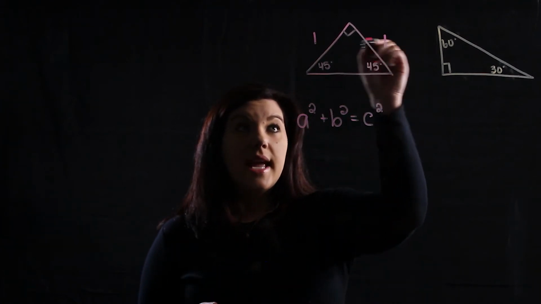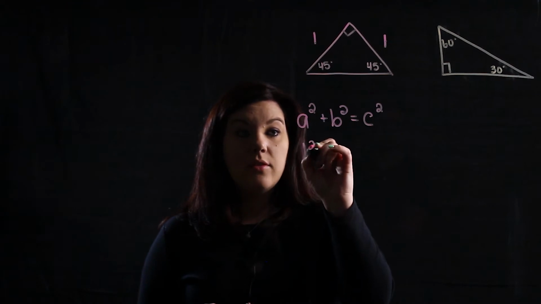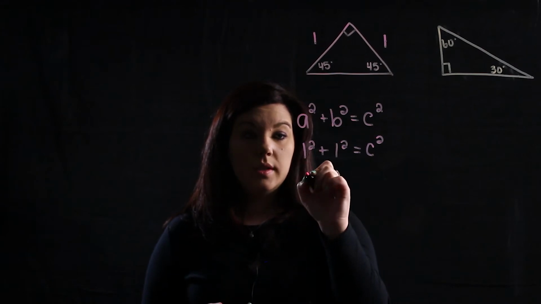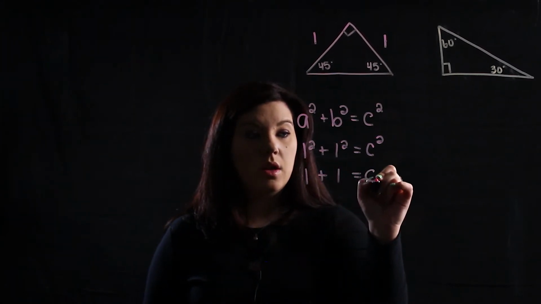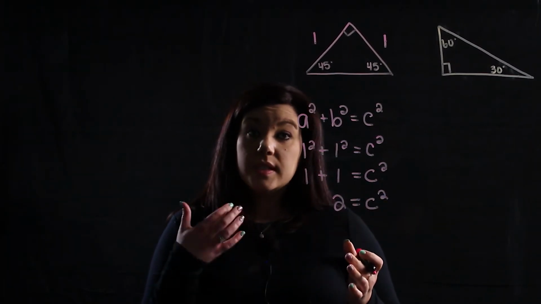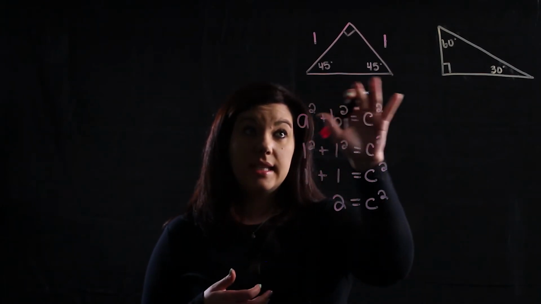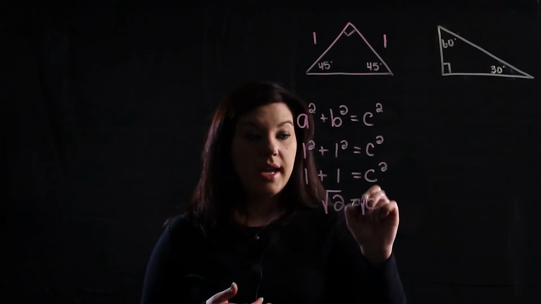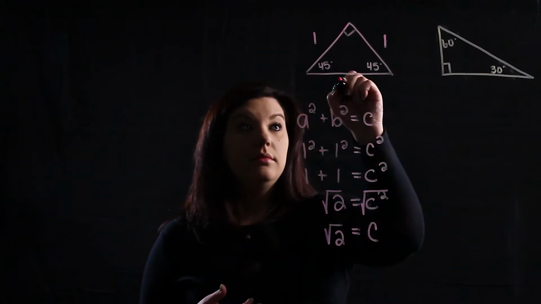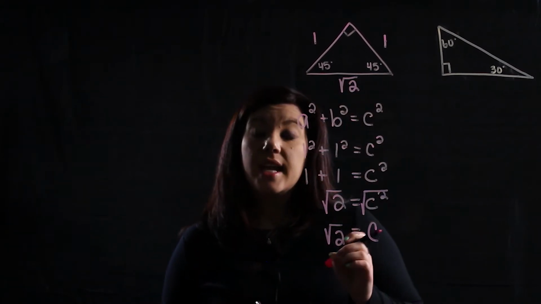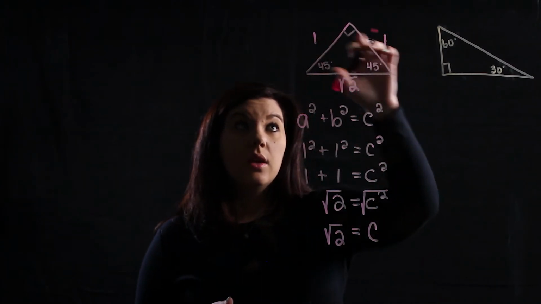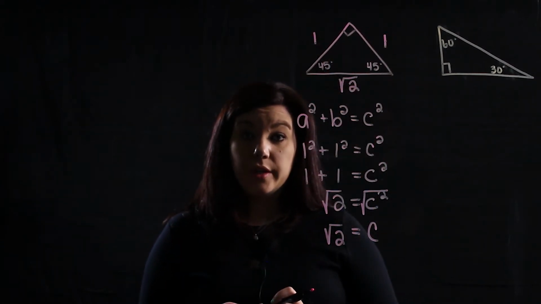So since we've labeled sides a and b with 1s, now we have 1 squared plus 1 squared is equal to c squared. 1 squared is 1, plus 1, so we end up with 2 equals c squared. But we don't want to know about c squared, we want to know what side c is. So if I take the square root of both sides, we find out that c is the square root of 2. So what this tells us is that in our special 45, 45, 90 triangle, the legs will always be 1s and the hypotenuse will be the square root of 2.